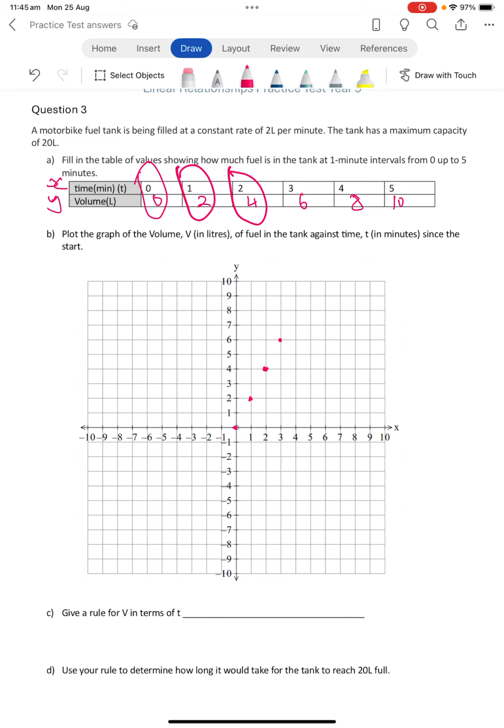And then this is the part where I've neglected to bring a ruler, sorry, but you guys should have a ruler in the test. And you would connect those lines up, stick an arrow in either end, and call it a day.